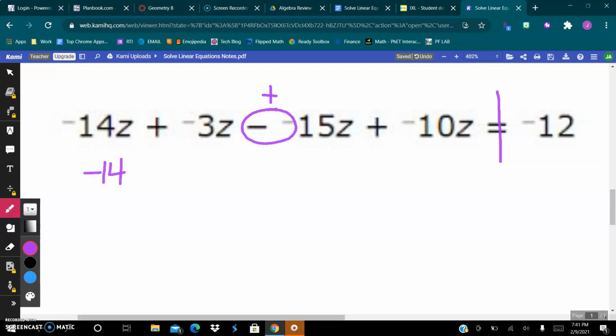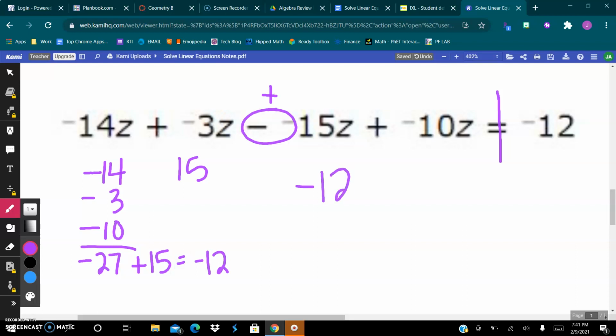We have a negative 3. We have a positive 15. And we have a negative 10. So if I add all my negatives together, I am going to have negative 27, and then I have a positive 15. So if you owe 27 but only have $15, you're still going to owe 12. So that would be negative 12. So negative 12z, because all of those had z's, they're all like terms, equals negative 12.